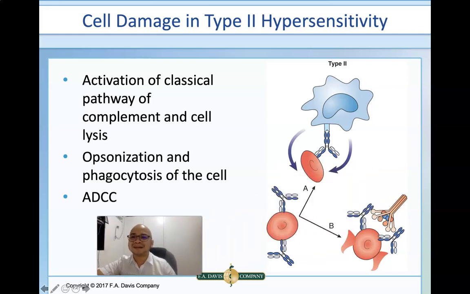So, if you're familiar with the classical pathway of complement, which we have already discussed, okay? So, cell lysis is the end product of complement, or the end result of complement activation, and there would be cell lysis, okay? And then opsonization and phagocytosis of the cell is the eventual cell damage, and this also may be manifested in cases of ADCC. ADCC is the antibody-dependent cell-mediated cytotoxicity.